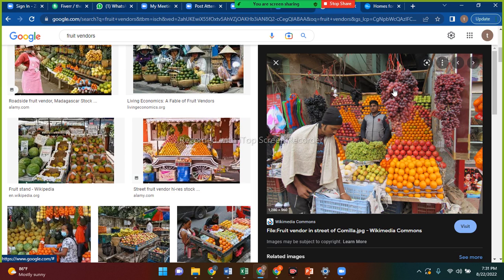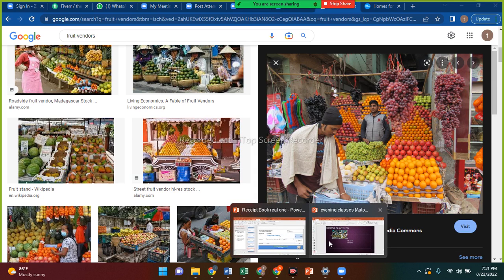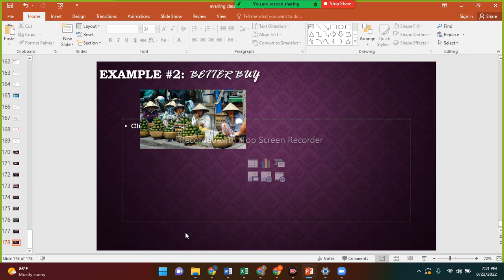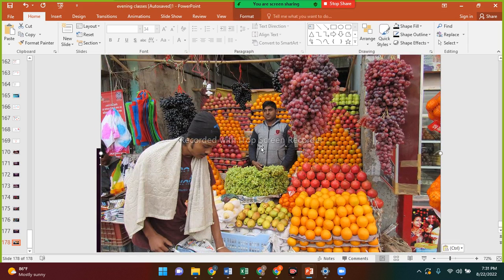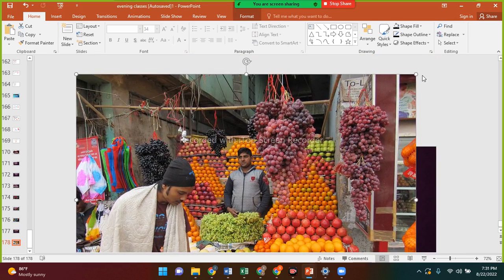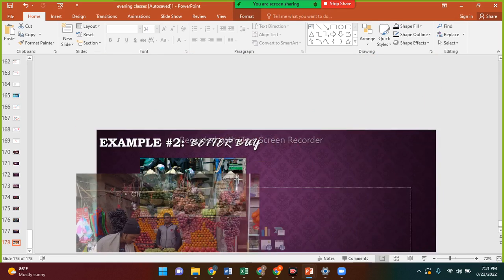Ooh, these are some nice grapes. Wow. Don't they look good? They look good to me, anyway. Grapes on the vine. Okay, good.